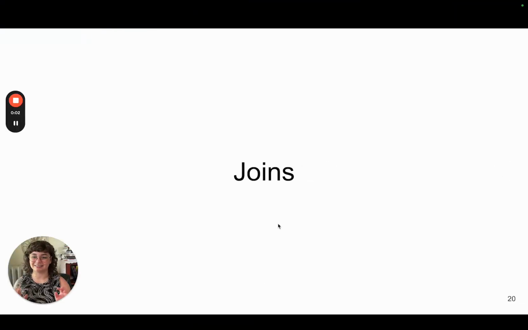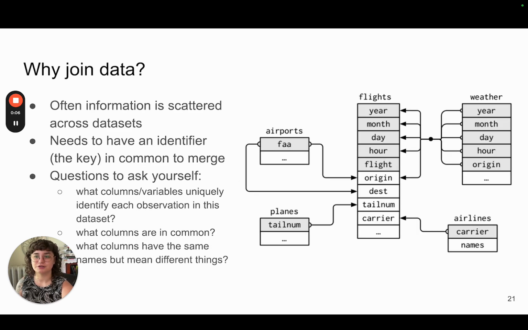All right, our last topic of the week is joins. So, why would we bother with joining data? The reality is that often information is going to be scattered across data sets, and it's very rare for there to be a single data set that can get us all of our answers. And so when we're joining, there has to be an identifier or a key in common to merge. So there has to be a reason for us to go through with joining data.